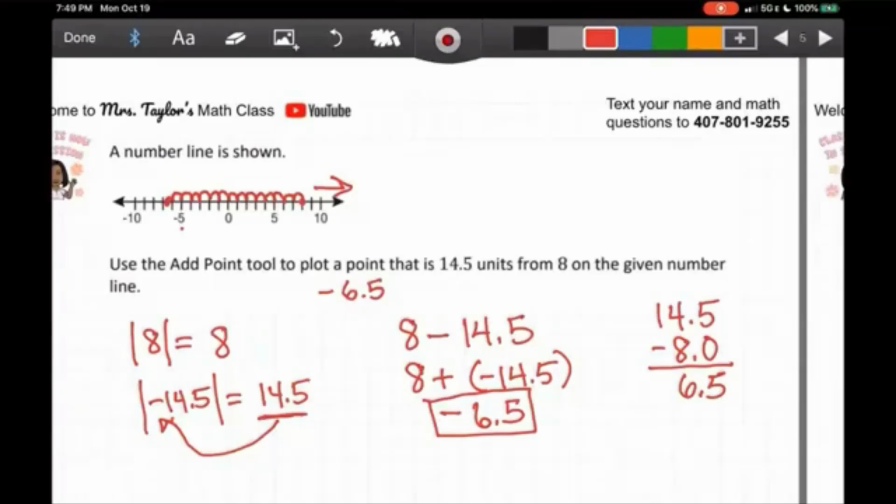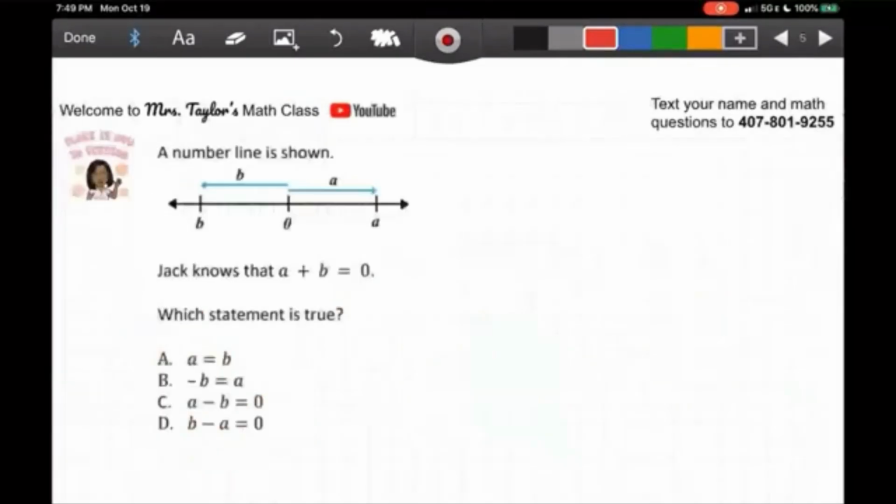Okay, so for this question, this looks intimidating. Because first off, there are no numbers. Nowhere, anywhere in this problem. This problem is so intimidating. But it is so easy, y'all. It is so easy. It says a number line is shown. And you have your 0. You have A going positive way and B going the negative way. It says Jack knows that A plus B is going to equal 0.